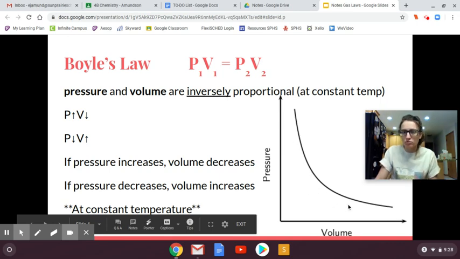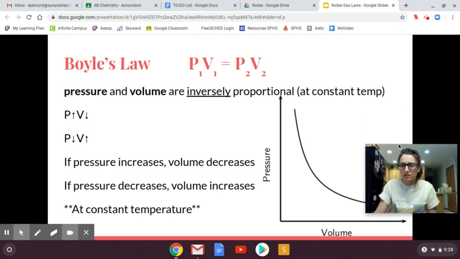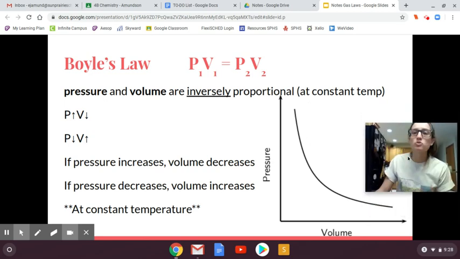This is an inverse relationship. So pressure and volume are inversely proportional. And again, this is when temperature is constant, okay? So mathematically, here's what Boyle's law is mathematically. P1 times V1 equals P2 times V2. The ones just mean initial. Initial pressure times initial volume is equal to whatever the final pressure is times the final volume. So P1 times V1 equals P2 times V2, all right?